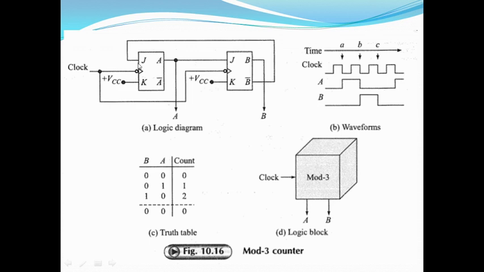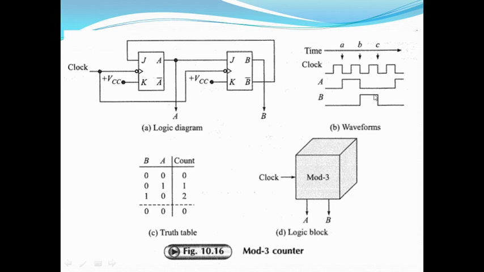So when the next negative edge of the clock pulse hits, both the flip-flops are going to be toggled simultaneously. A is toggled at the instant of time B, changing from high to low, and B is toggled, so it is changing from low to high. You can see that. Now what is the precondition before the instant of time C?